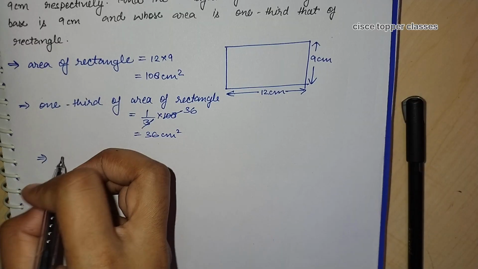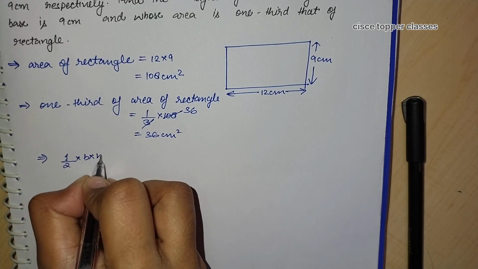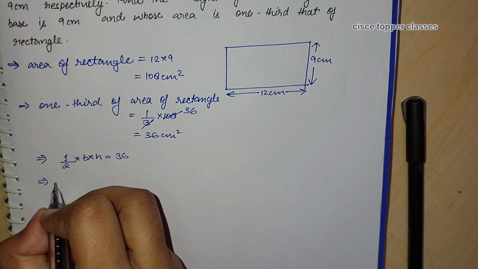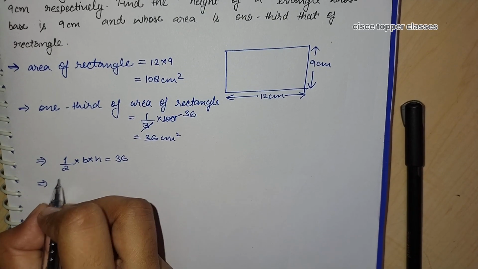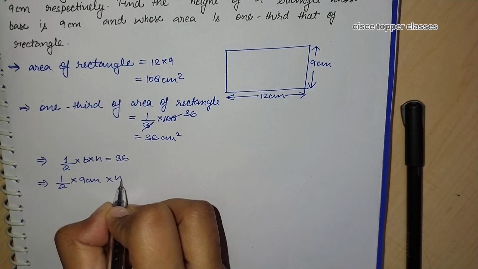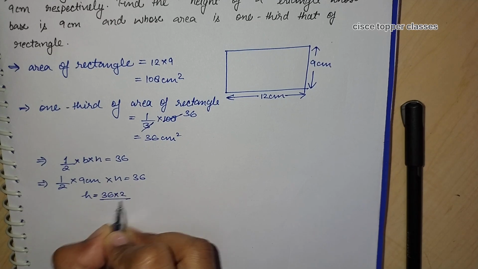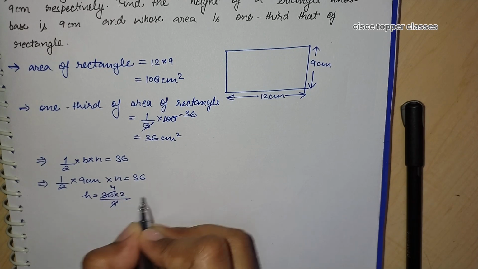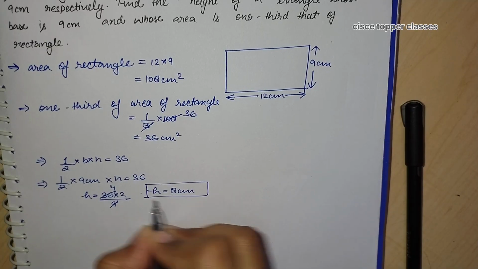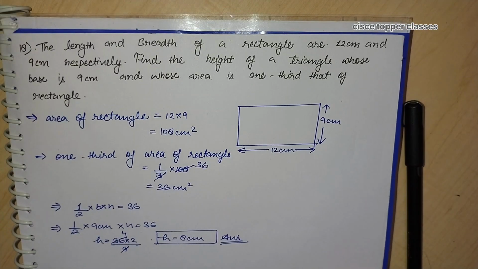So we can write the area of the triangle as 1 by 2 into base into height as 36. We'll put the value of base here because base is given, means base is 9 centimeter. We have to find the height here. So height will be 36 into 2 divided by 9. It will be height is equal to 8 centimeter. This is the final answer here in this question, and this is the solution of the 18th question here.